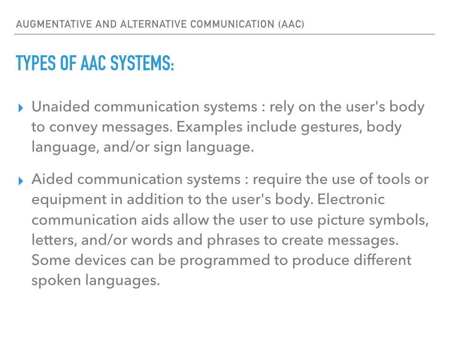On the other hand, aided communication systems require the use of tools and equipment in addition to the user's body. Electronic communication aids allow the user to use pictures, symbols, letters, or words and phrases to create messages. Some devices can be programmed to produce different spoken languages. Aided forms of augmentative and alternative communication systems require some form of external support, either electronic or non-electronic.